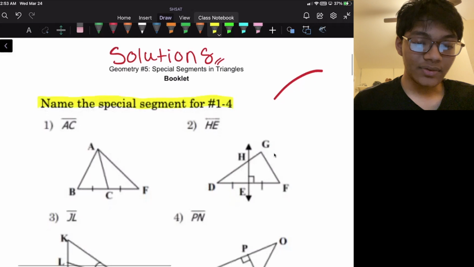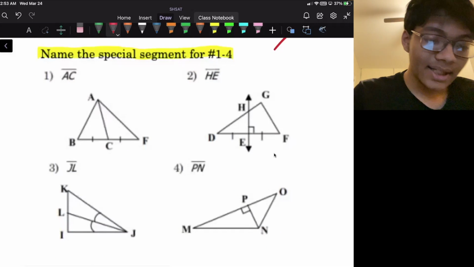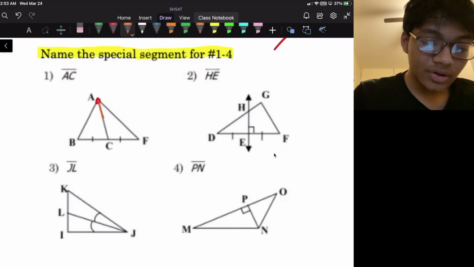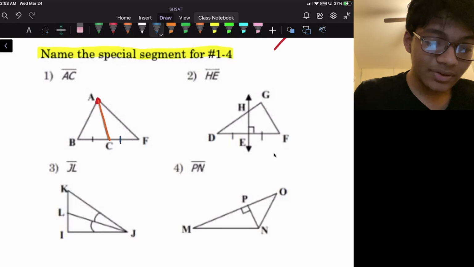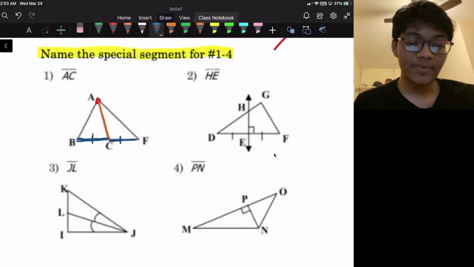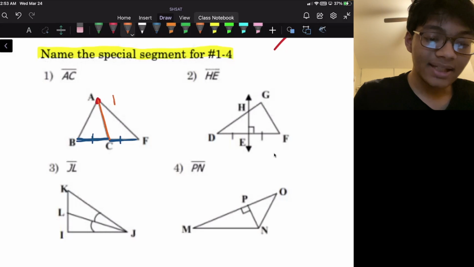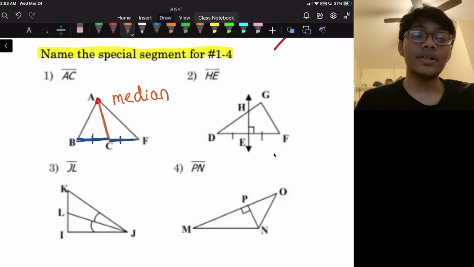Okay, so for the first question, I see that we have some kind of a line segment. It starts from a vertex A. It goes to the other side and chops the other side in half. And these two tick marks tell me that this segment CF is equal to this segment BC. So that means line segment AC chopped the other side in half. That means line segment AC is a median because it hit the middle of the other side and chopped it in half.